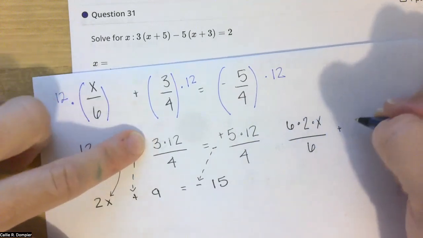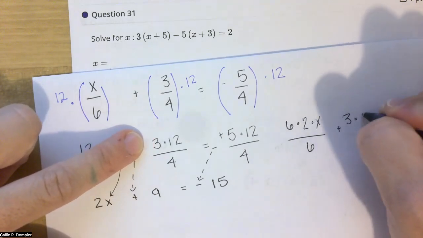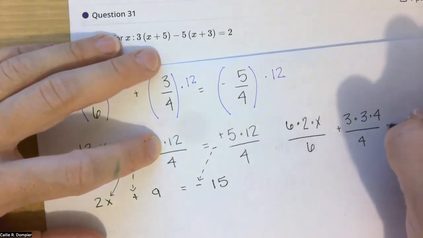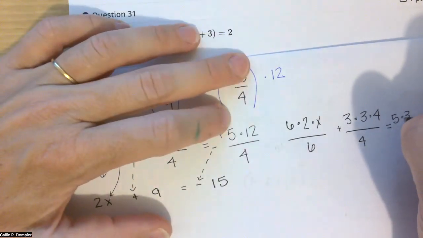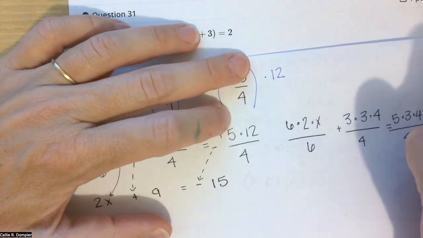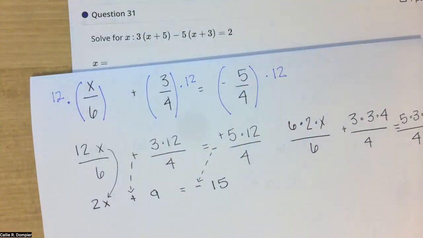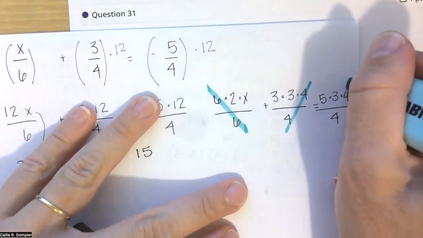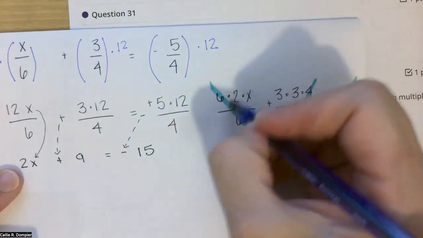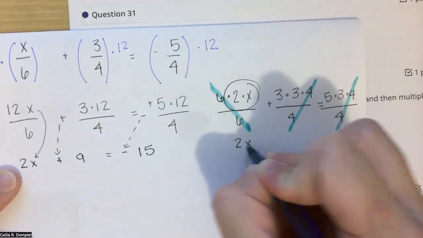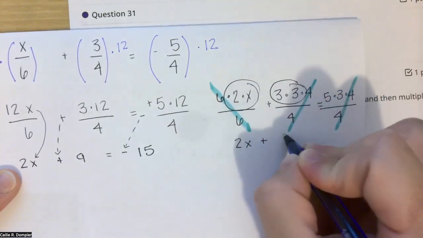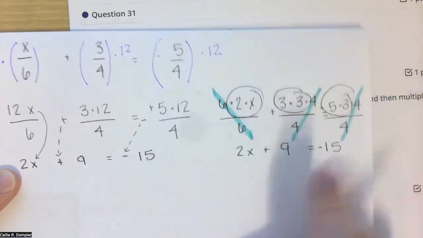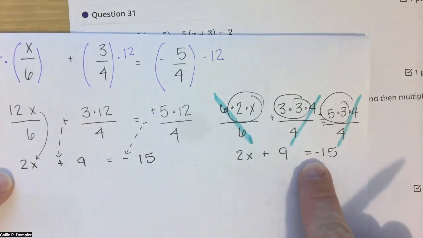And the reason for that is because 12 is actually 6 times 2 times x over 6 plus 3 is 3 times 3 times 4 over 4, right? 12 is 3 times 4. And then 5 times 3 times 4 over 4. And then you cancel out things that are common to the top and the bottom. The 6's cancel here, the 4's cancel here, and the 4's cancel here. And what you get is 2x plus 3 times 3 is 9 equals 5 times 3 is 15. Oops, I forgot the negative. Good?